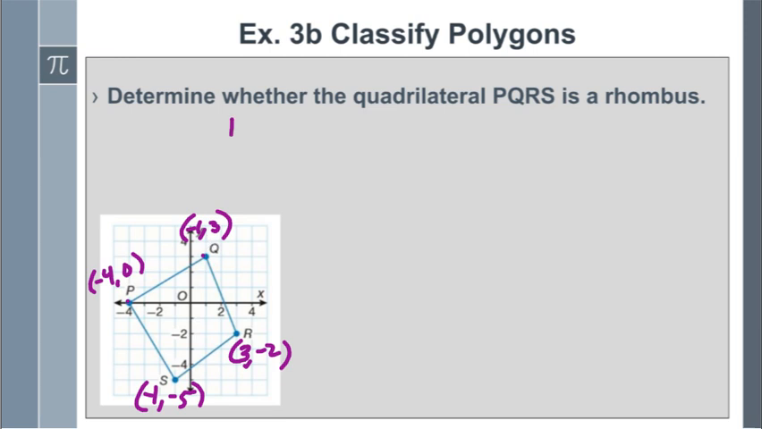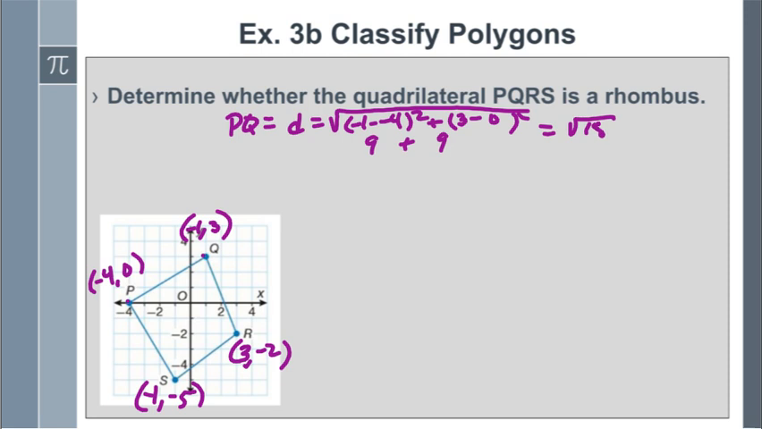So let's find from P to Q. Find their distances. So from P to Q, we have negative 1 minus a negative 4. And then we have 3 minus 0. Negative 1 minus negative 4 is 3. 3 squared is 9. 3 minus 0 is 3. 3 squared is 9. So this gives us the square root of 18. Find distance from Q to R.